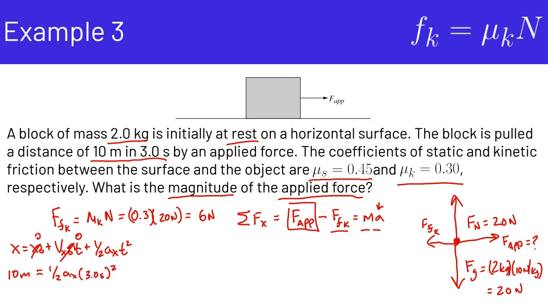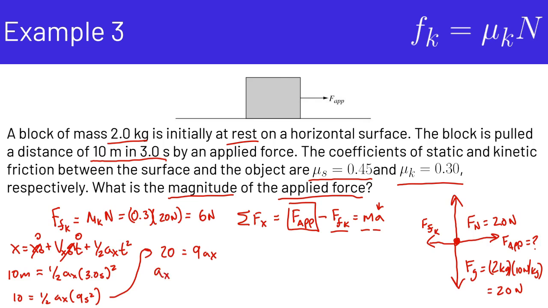So we have 10 is equal to 1/2 ax times 9 seconds squared. So multiply both sides by 2 to get rid of that 1/2. So that's going to be 20. So let's move it up here. So we have 20 is equal to 9ax. So divide both sides by 9.